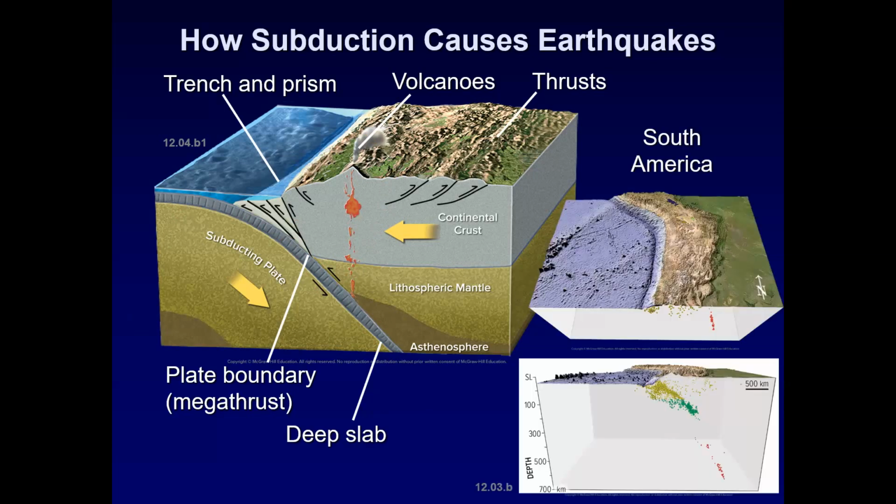And what we find, like along the west coast of South America, when we triangulate the earthquake hypocenters, we actually find the geometry of the subducting oceanic plate slab like that. So deep, intermediate, and shallow earthquake hypocenters provide a lot of evidence for the theory of plate tectonics.